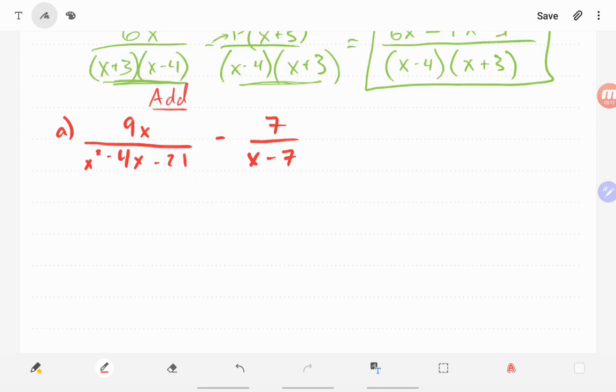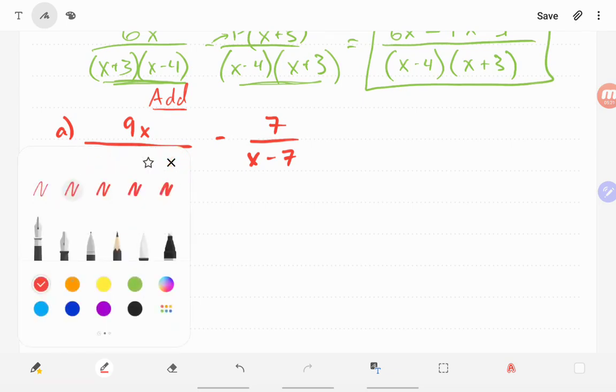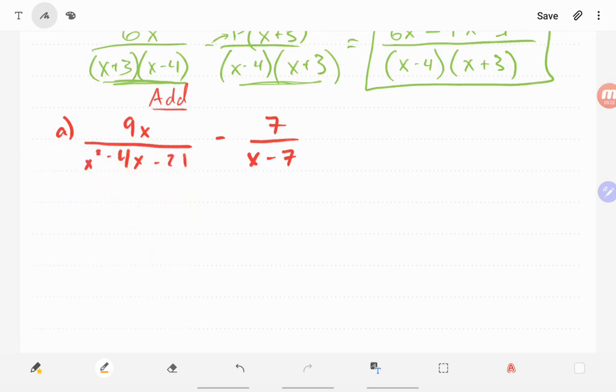So some of you may be thinking, I don't know how I'm supposed to add this. Just remember, what we need to do first is factor. So let's go ahead and factor this denominator. And I'll switch my colors up over here. So if we take x squared minus 4x minus 21, and we want to factor that, right? We have 9x in the numerator. I'm going to go x, and I've got a negative here and a negative here, so I know I'm going to have negative, positive, where the negative is larger.